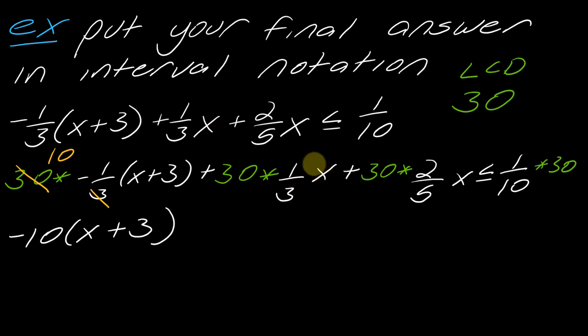So now I've got this little pair here, right? So I've got 30 times 1/3. Same thing, right? So 3 goes into 30 10 times. So I can simplify this to 10 times 1x. That will just leave me, of course, with 10x. Then, this little pair here, 5 goes into 30 how many times? 5 goes into 30 6 times. So now I've got 6 times 2x.